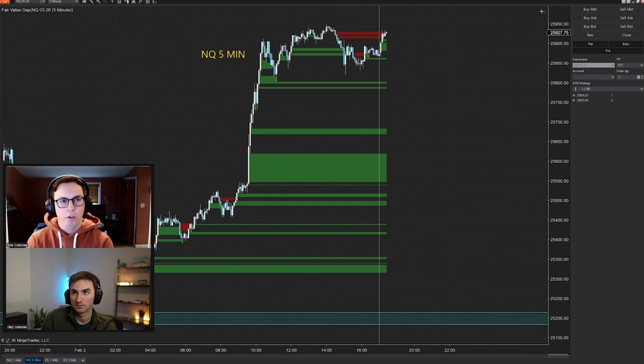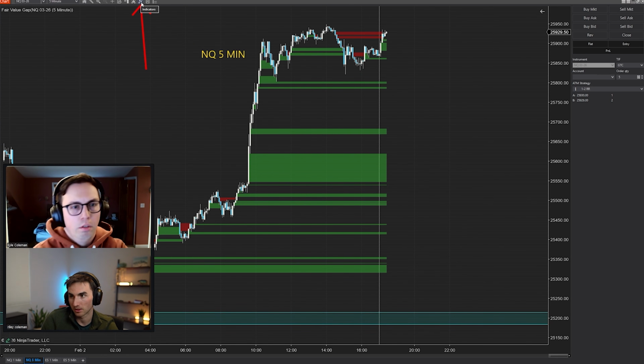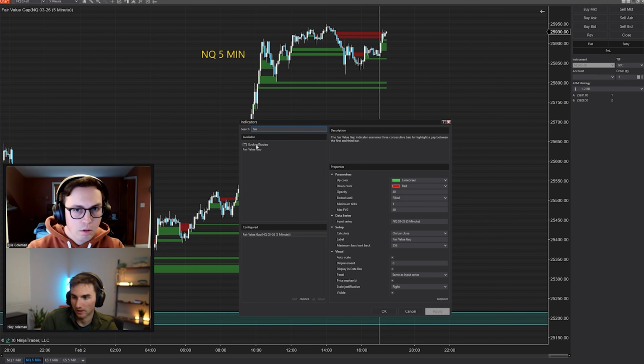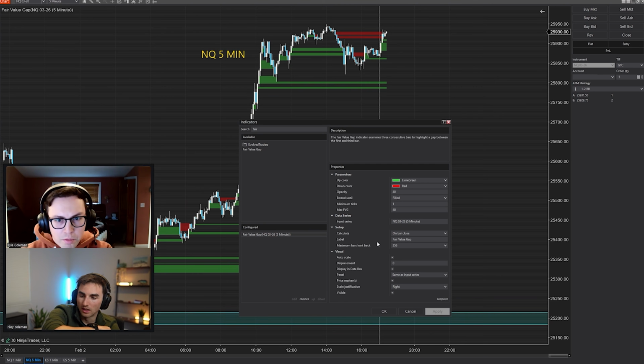Got it. Okay. Well, do you want to show me how to install the fair value gap indicator? Yeah, all you do is, it's in the NinjaTrader platform. You click this little icon, it says indicators, but it looks like a little chart almost. Then you just search for it, type fair in here, and double click it to add it to the chart.